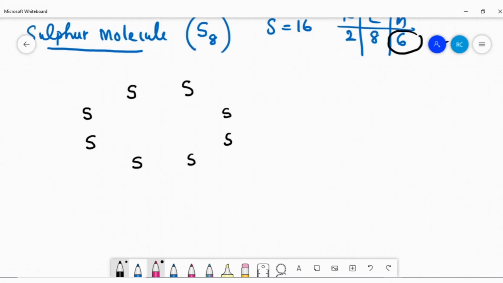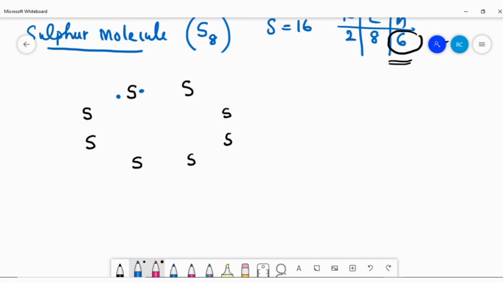Each sulfur atom you need to represent with 6 electrons, because sulfur contains 6 valence electrons. But you should remember that the sulfur-sulfur bond is a single bond. So actually only 2 electrons are coming for the sharing. So 1 electron you need to represent on the left hand side of one sulfur and another one on the right hand side.